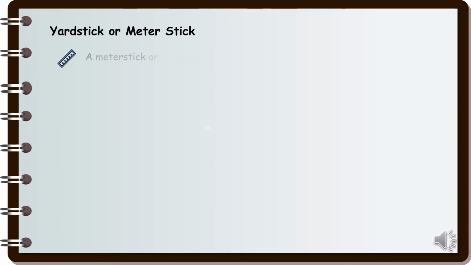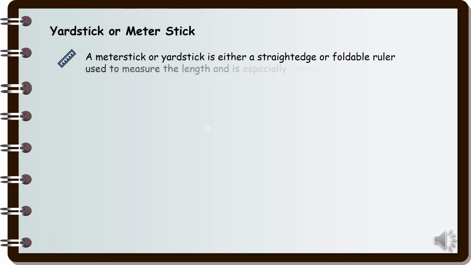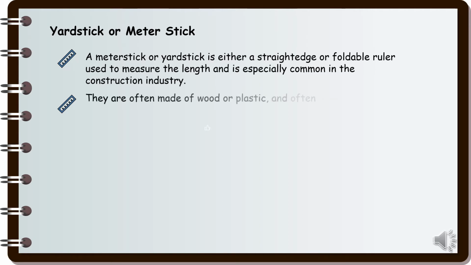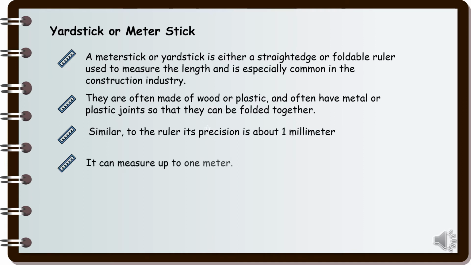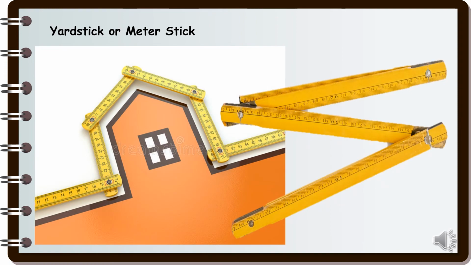A meter stick or yardstick is either a straight edge or foldable ruler, used to measure length, and is especially common in the construction industry. They are often made of wood or plastic, and often have metal or plastic joints so that they can be folded together. Similar to the ruler, its precision is about 1 millimeter. It can measure up to 1 meter. The scale is available in metric and imperial as well. These two images give you the idea of a meter stick or yardstick.